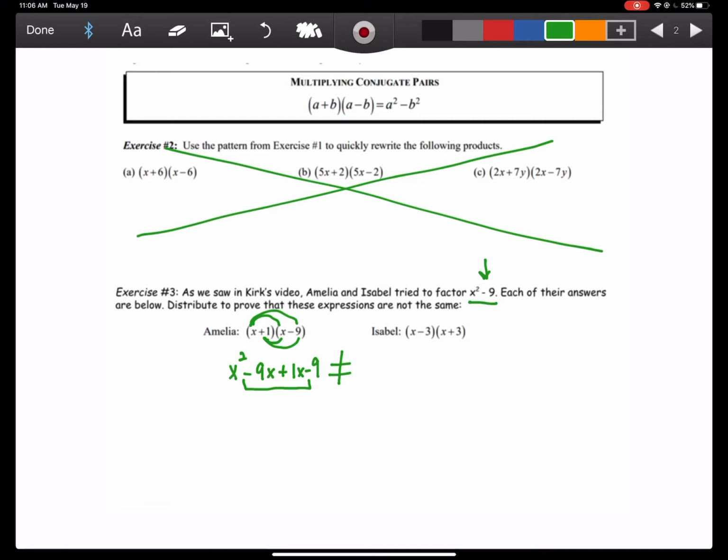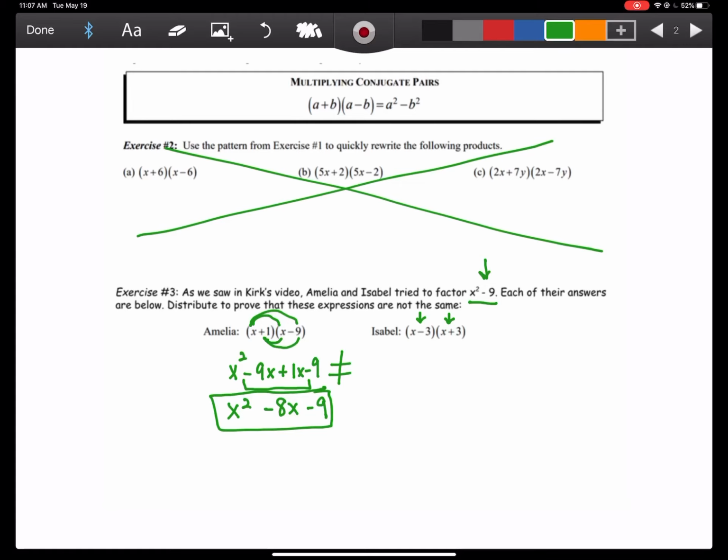So let's keep going. X squared, negative 9x and positive 1x makes negative 8x. And then don't forget about the negative 9. This is as far as this goes. Amelia did not factor it correctly. Let's see what Isabel did. Isabel's looking much better because look at what she's got. She's got x minus 3 and she's got x plus 3.